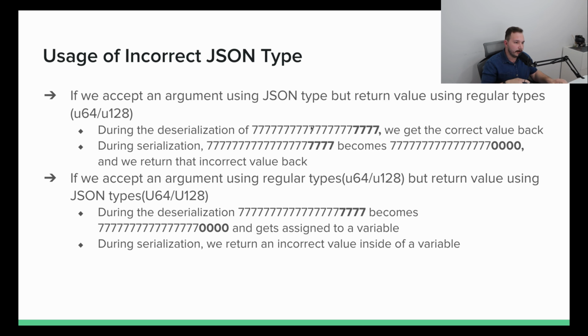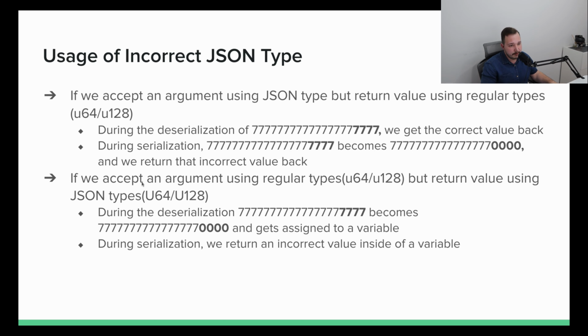The function that accepts this value actually has the U64 or U128 in the argument, not a regular one. So this one is going to be stringified. And during the serialization, when we decide to actually return that value through a getter to a user, to a web app, whatever, in that scenario, since we are not using the JSON type but the regular type, such as U64, U128, the value becomes that, which is totally incorrect.